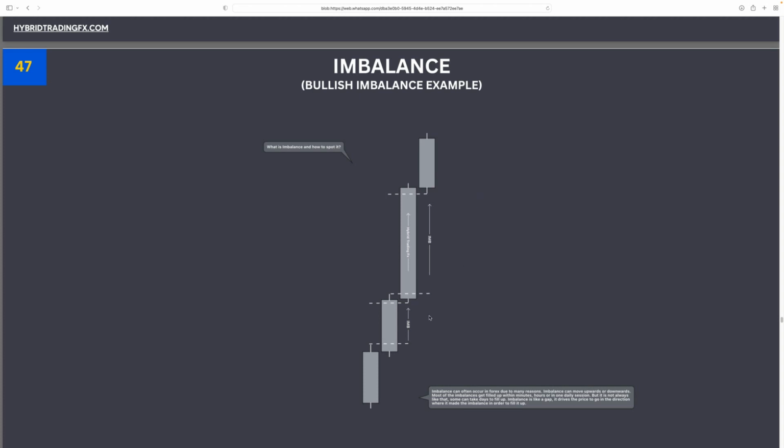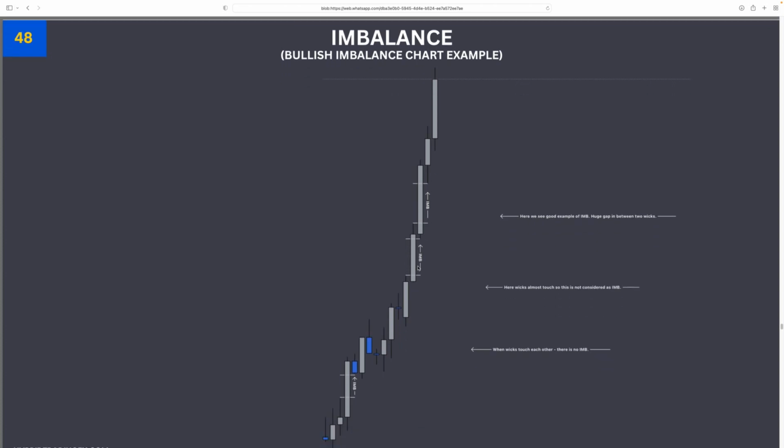Okay, so how you spot the imbalance is this: you look at this big candle, and you look at the wick on the right candle and the wick to the upside on the left candle. If these two wicks do not touch, this is imbalance. If those two wicks touch each other, that's not imbalance. Basically, the easiest way to spot imbalance is by looking at these wicks. So again, guys, go ahead and study everything I have written, and if you have any questions, just go ahead and ask us.